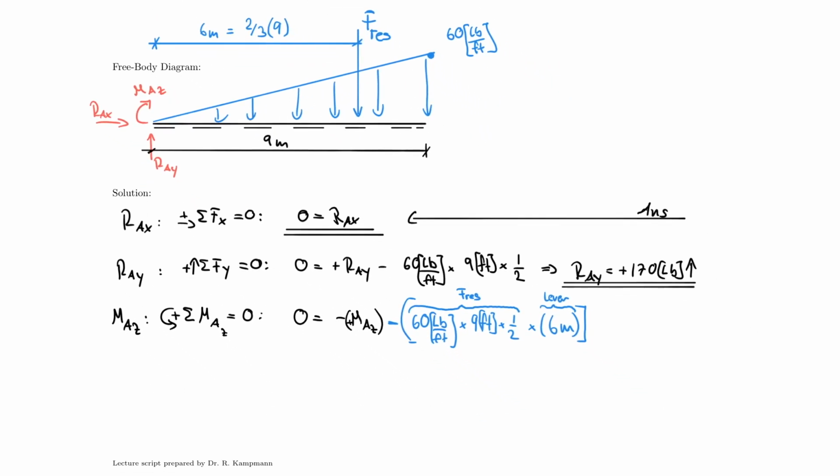And if I solve this correctly, I will find that my MA is 1620. In my case here, it happens to be negative. So MAZ is equal to negative 1620 pound/foot. And this is not the result yet, because I know that it's 1620 pound/foot. And because it's negative, it needs to be opposite to what I said here.